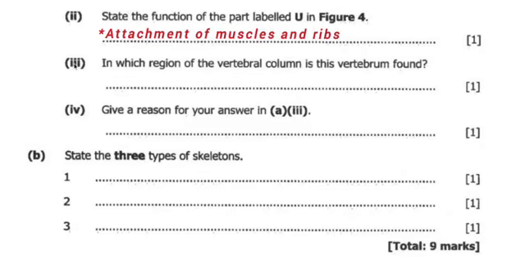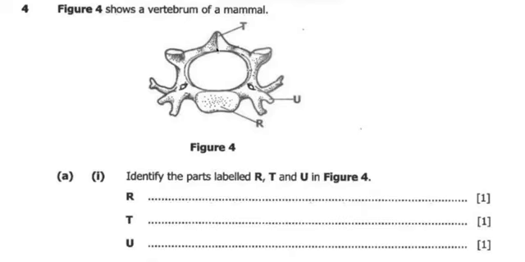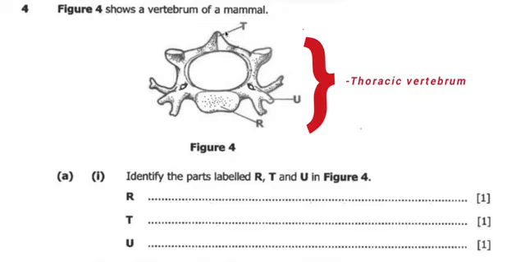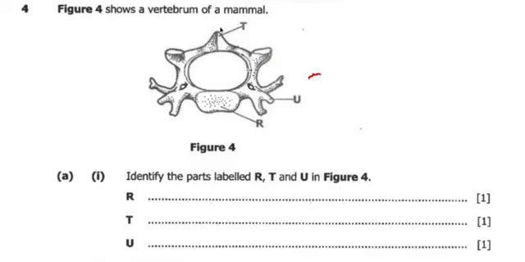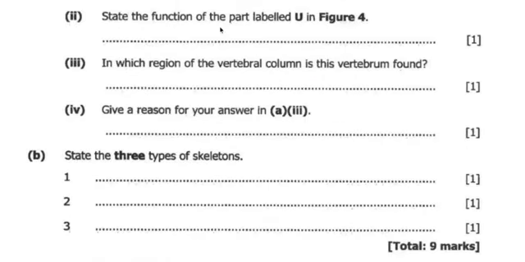Then Roman number 3 is saying in which region of the vertebral column is this vertebrum found? To identify this one, you need to look at the neurospine. Is it Y-shaped? Is it short? Or others? This one is short, so it is called the thoracic vertebra, because it has a short neurospine. When it comes to the cervical, it has a Y-shaped neurospine, so you're going to find two neurospines appearing here. So this one is the thoracic vertebrum.